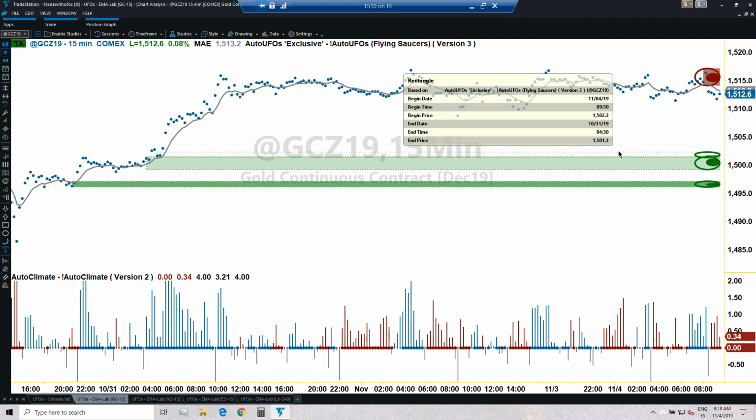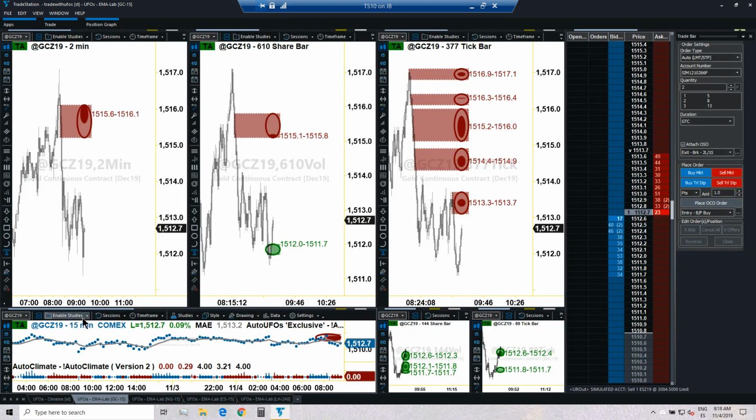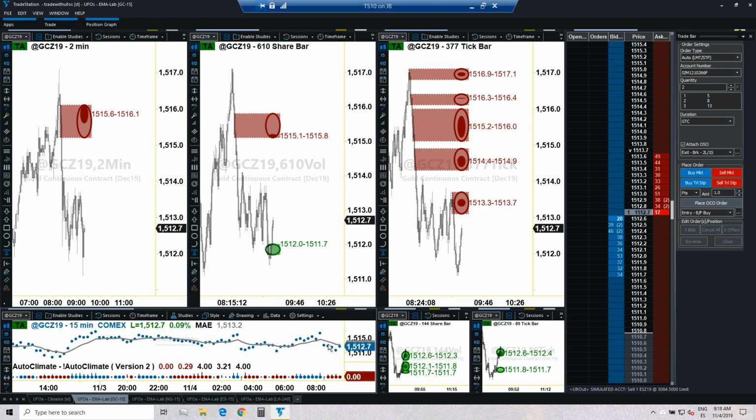The target will be located at 1502.3. That would be the target for gold. Okay, so disable AutoUFO, and go back to the trade.